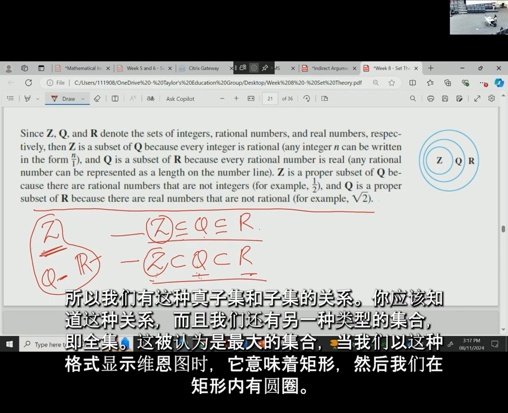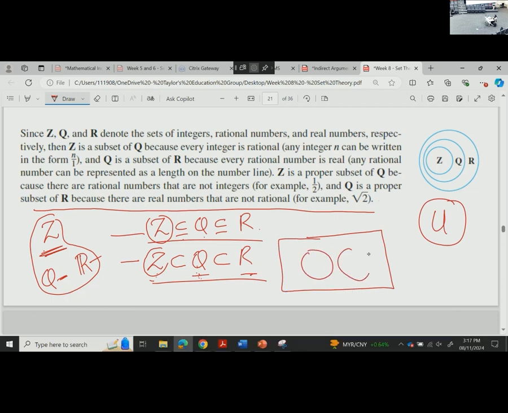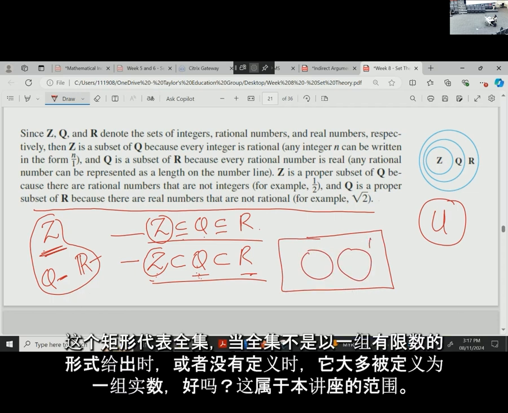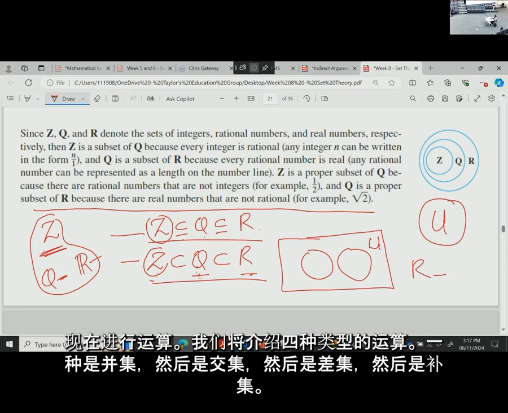This relationship you should know. We also have another type of set, the universal set. This is considered to be the biggest set available, and when we show our Venn diagram in this format, meaning a rectangle and then circles inside the rectangle, this rectangle represents the universal set. When the universal set is not given to you as a set of some finite numbers, or it is not defined, mostly it is defined to be the set of real numbers. Okay, this is in the scope of this lecture.